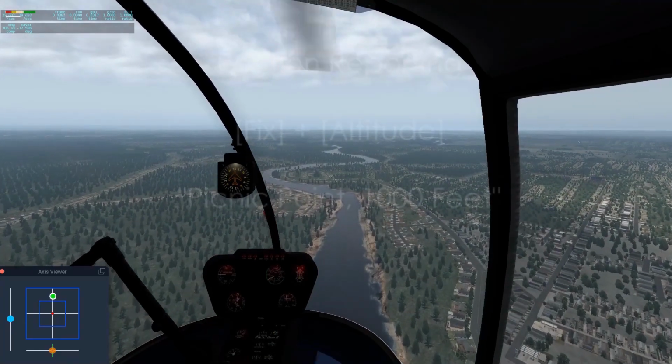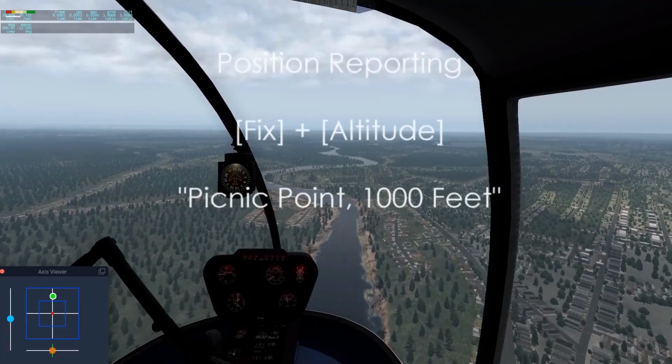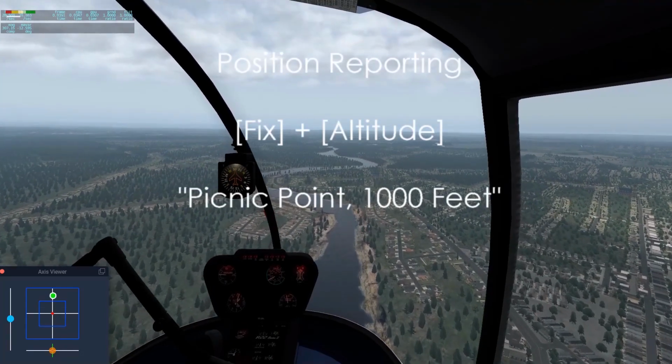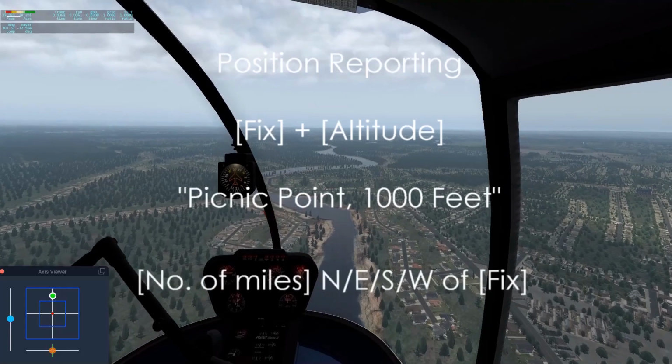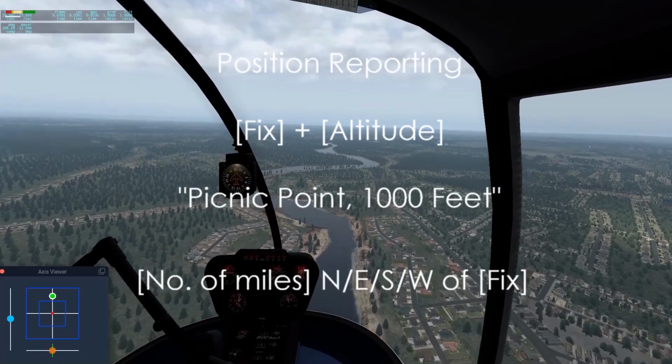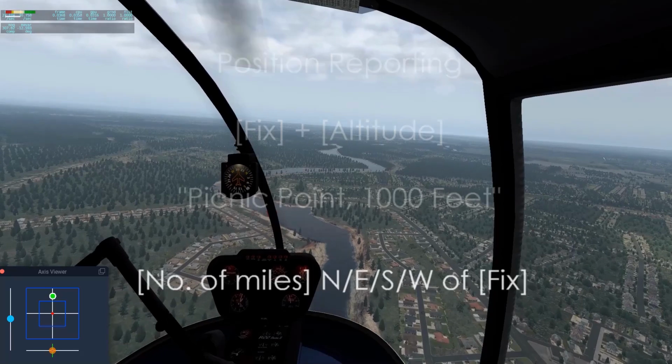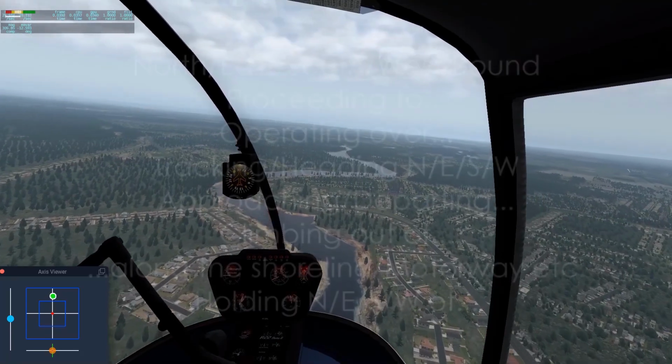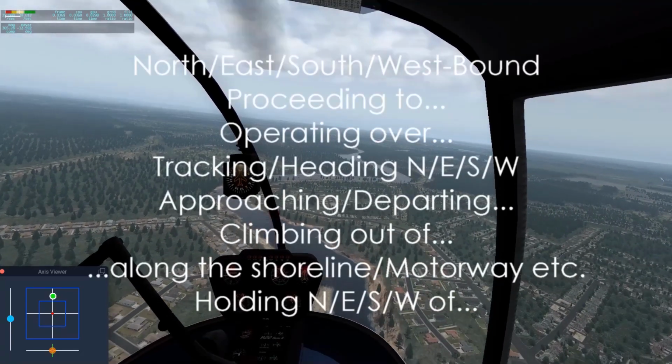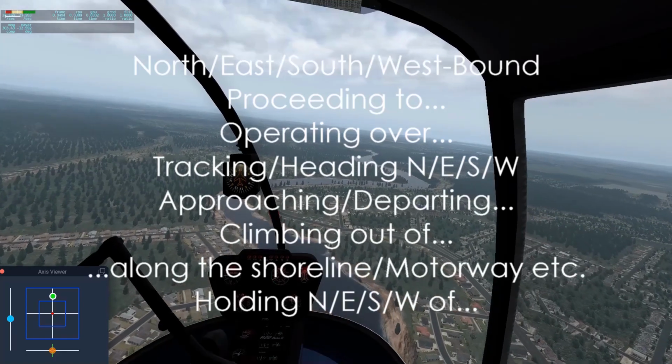When you report your position as a VFR aircraft, you should report that you are at a certain fix, at a certain altitude, or you report your altitude, distance and general position to a certain fix, i.e. airport, waypoint or landmark. You should also state your direction of flight or make it crystal clear what your intentions are.